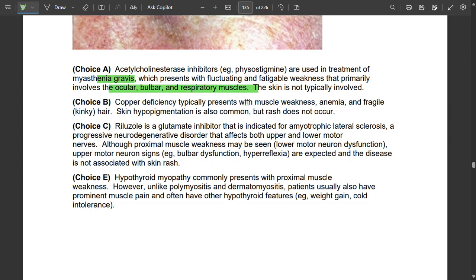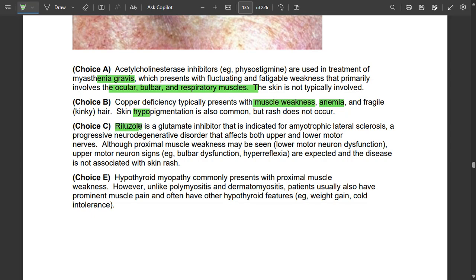Copper deficiency presents with muscle weakness, anemia, and fragile, kinky hair. Skin hypopigmentation is also very common, but rash does not occur.